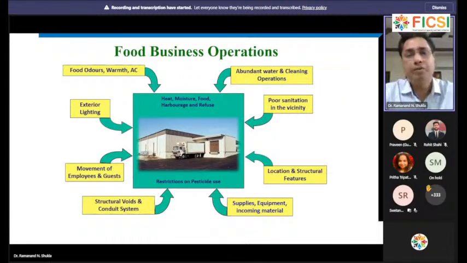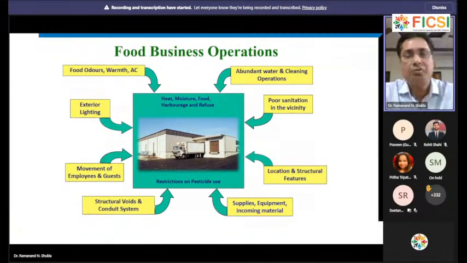But apart from that, there are a lot of operational concerns in a food business operation which attract or invite pests. Any food business will certainly have these things coming in. For example, there would be a lot of food odor. That is natural, right? Because we are handling food. There would be warmth because there are air handling units and air conditioners. A lot of equipment will generate heat and warmth, which again attracts insects. There is a lot of exterior lighting that is certainly a necessity for any industry to operate, but it will start attracting insects towards the building premises. There's a lot of movement of guests and employees, and a lot of material coming in and going out, and this all creates a lot of opportunities for the pests to get in.